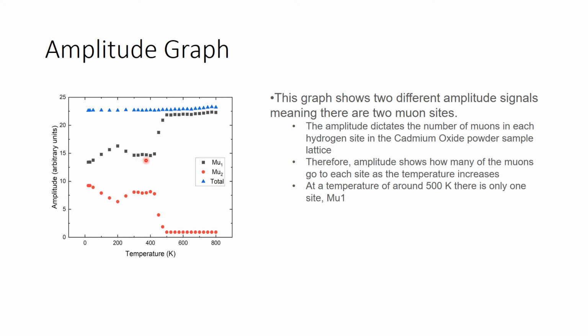As the temperature increased, the total amplitude, as seen by the blue, all of the amplitude was converted to mu1, so that means that all of the muons started to go to the mu1 site as the temperature increased, whereas as the temperature increased past around 500 right here, the mu2, the other hydrogen site, none of the muons seem to go to that one.